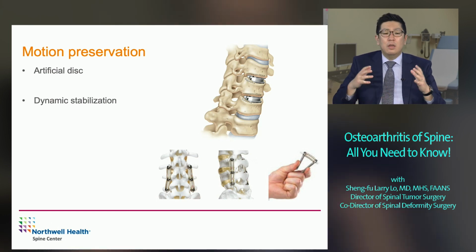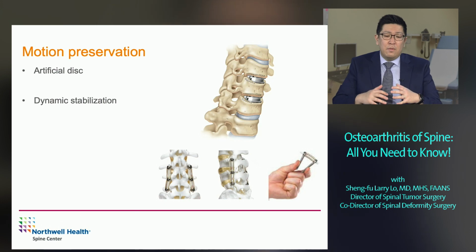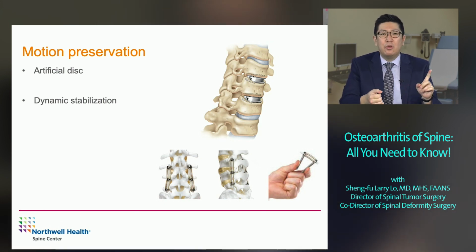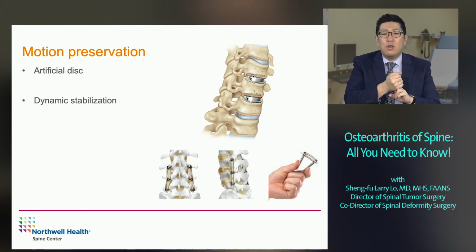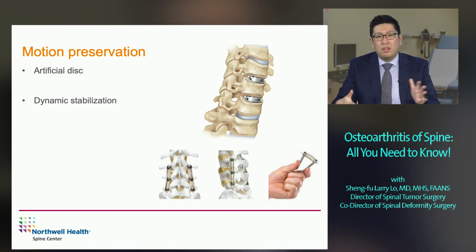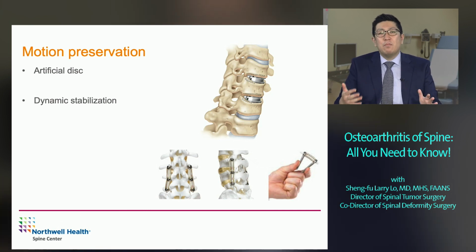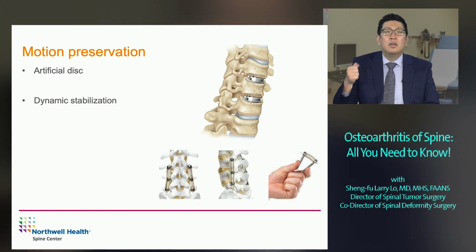So in summary, in terms of the spine, it's really 3 categories and 1 extra category. We either do a decompression, we perform a stabilization, we perform a deformity procedure, or some combination of the 3. And finally, there's an extra category that's a little bit newer, where we can do some of these procedures and put in hardware, but also preserve the motion via an artificial disc or dynamic stabilization.